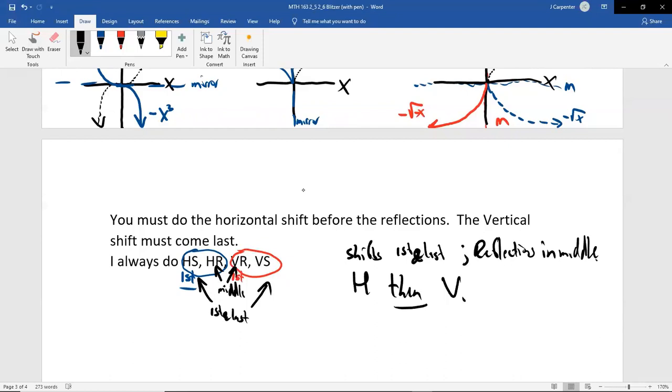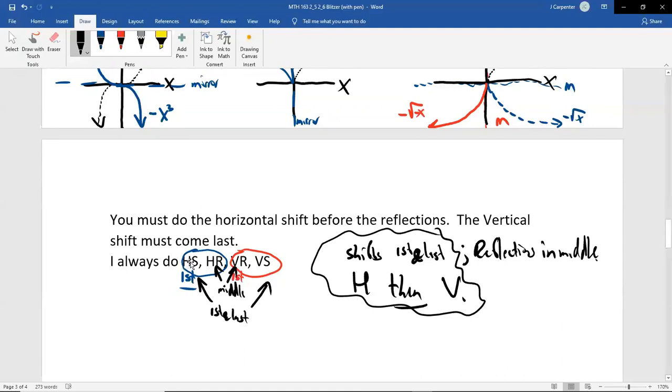So the shifts are first and last. And I mean, you can just remember one of these two things because then the other just fills in the blank. If you remember shifts first and last and horizontal and vertical, this is how I did everything in my brain when I was learning this the first time. The shifts are first and last, but the horizontals have to be done before the verticals. That's how you get this particular order.